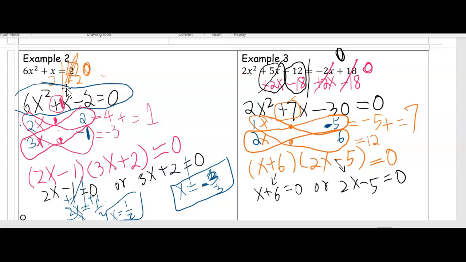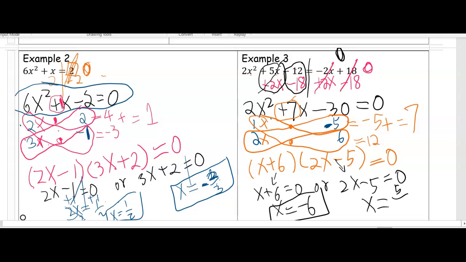Okay? I'm not going to solve it step by step because they're simple equations, right? So you have x equals negative 6 for the first equation, and you have x equals 5 over 2 for the second solution, and that's it. Okay. So examples 2 and 3 tell you at the beginning to check to see if you have a standard equation with 0 on the right side.